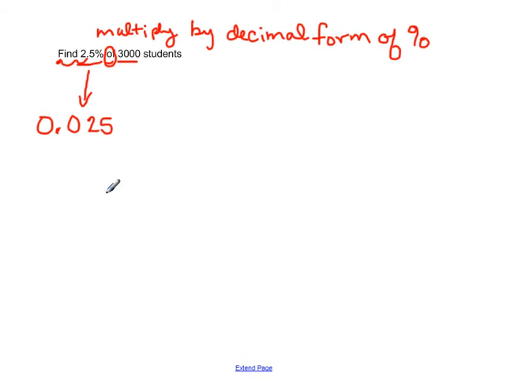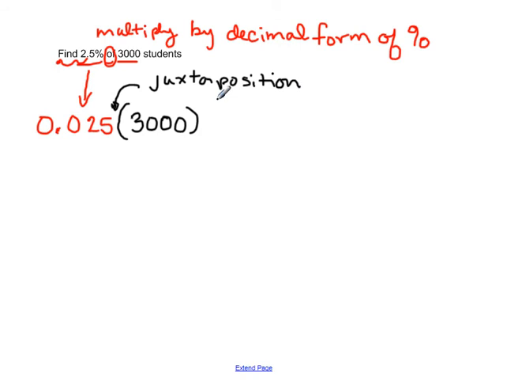Remember we said that "of" means multiply, and so what we're going to do is put this 3,000 in parentheses. We're going to use what's called juxtaposition. Juxtaposition is where we put two things right up next to each other. That indicates that multiplication is going on. That's how you spell juxtaposition. So now we need to do the multiplication.